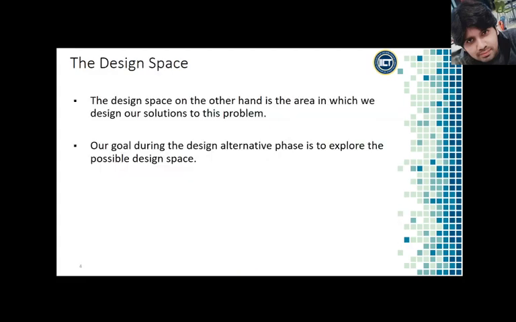Now the design space, on the other hand, is the area in which we design our solutions to this problem. When we talk about the problem we are solving here, we define the problem space as disabling a security system as we enter a home. We define our problem as far as possible away from the current interfaces for doing it. Our goal during the design alternative phase is to explore the possible design space.